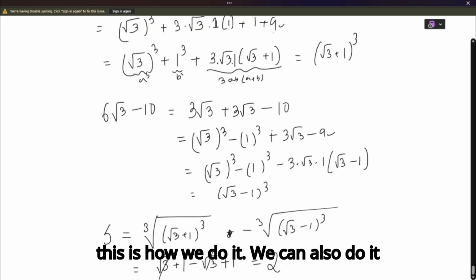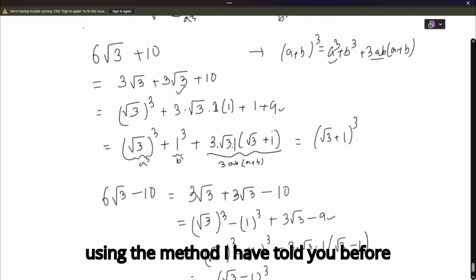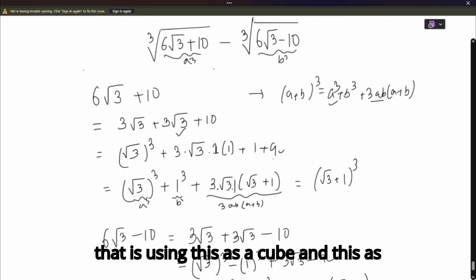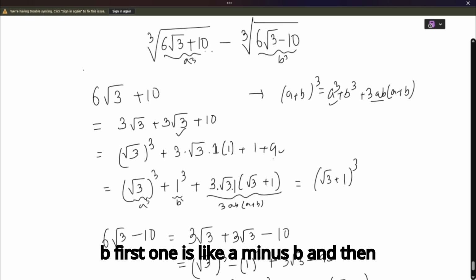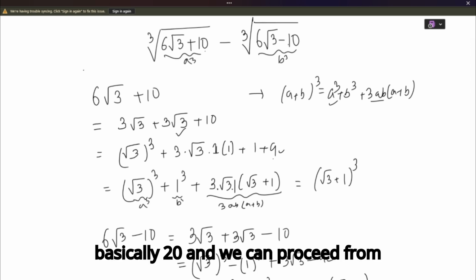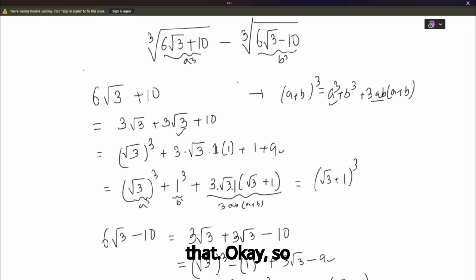And this is how we do it. We can also do it using the method I have told you before, that is using this as a cube and this as b cube. We can get two equations in a and b. First one is a minus b, and then another one is a cube minus b cube, which is basically 20. And we can proceed from that.